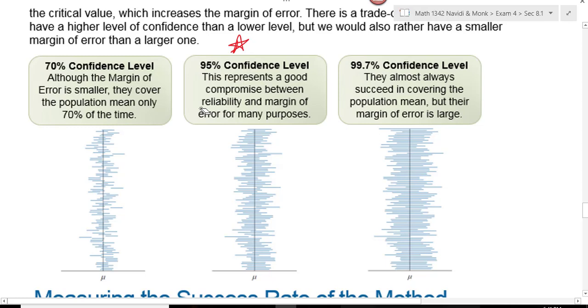So if you're doing any sort of sociology or education or any kind of social science research, that's why we use 95% levels of confidence in a lot of things that we do. But if you're doing medical research, you may need that higher degree of confidence. But just know that it's going to lengthen your confidence interval.